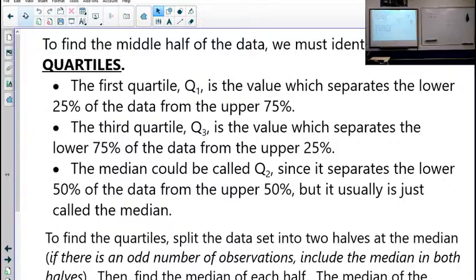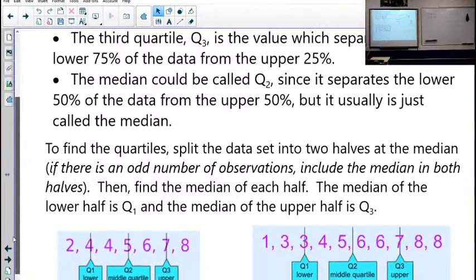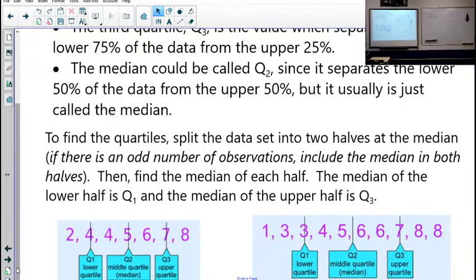And the first quartile, Q1, separates the lower 25 from the upper 75. The next quartile would be Q2. It would be the median. That's what splits the data in half. And then we have Q3, which splits the upper 25 from the lower 75. And to find the quartiles, we're going to do the same thing that we do for the median. So basically, we've cut it in half to find the median. We're going to cut it in half again to get the quartiles.